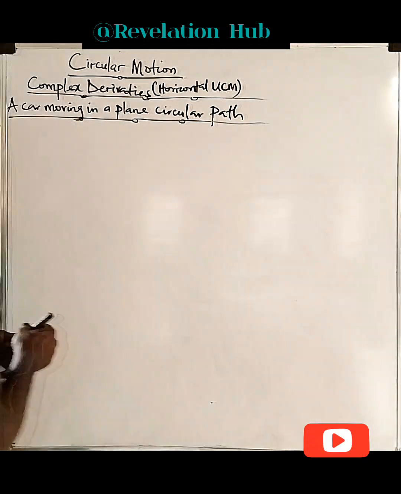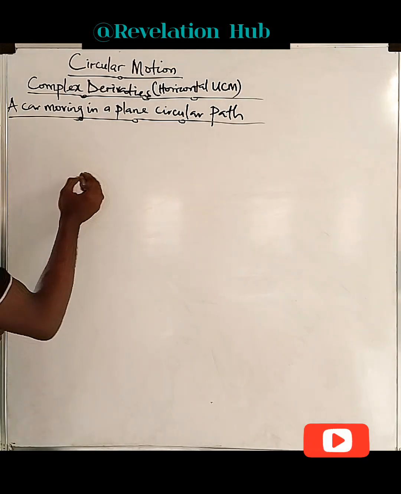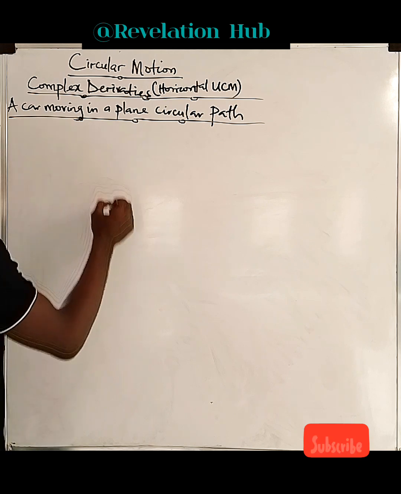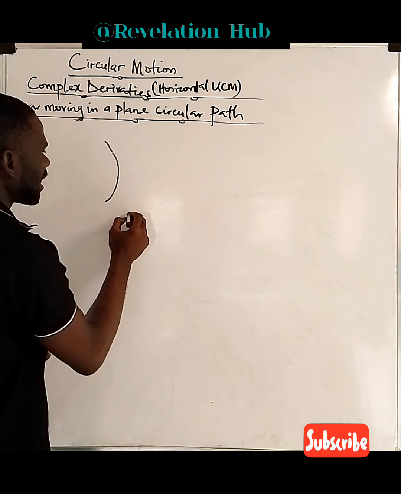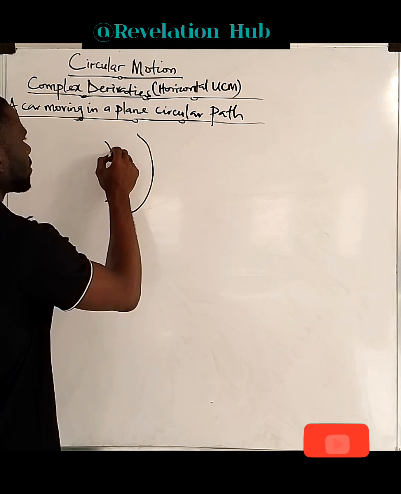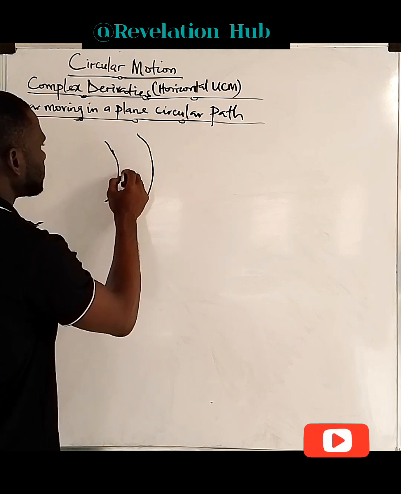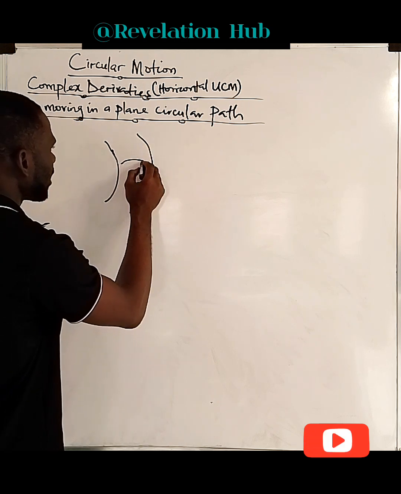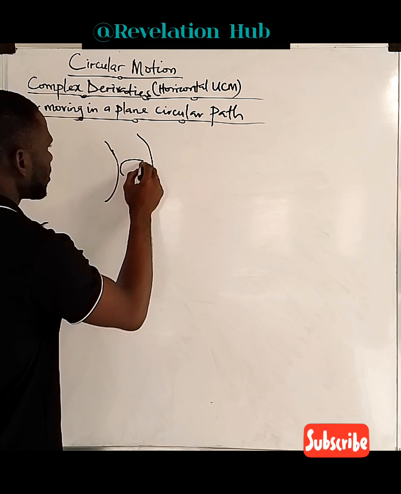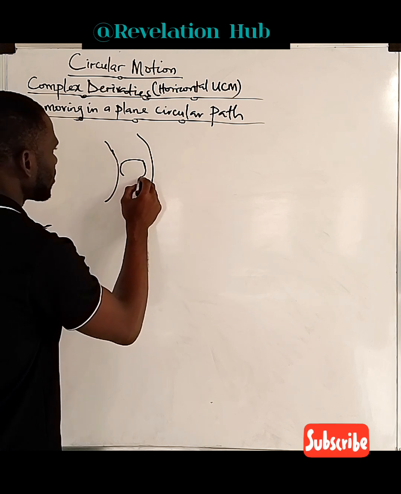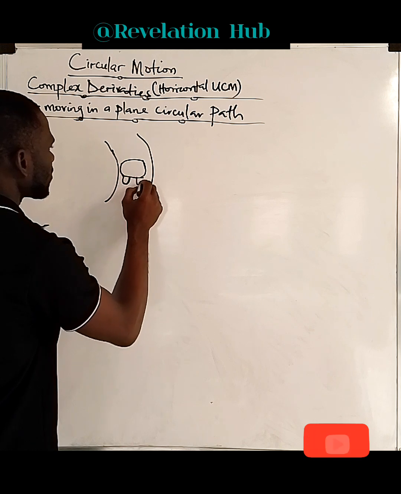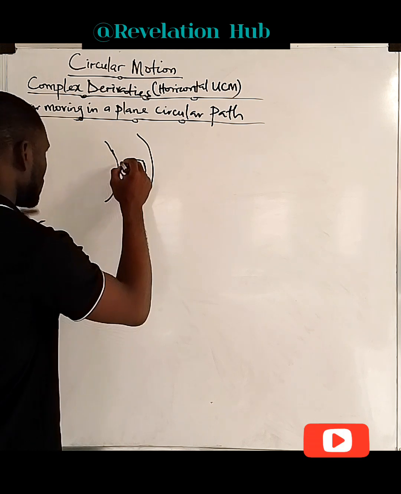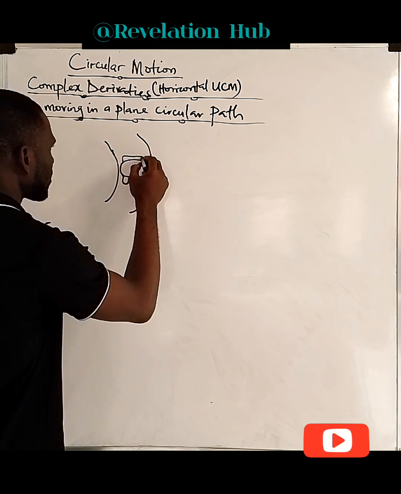So let's try to have a pictorial understanding of what we're talking about. So let's say this is, I'll try my best, I'm not very good at drawing by heart. It's a circular path here. So let's say we have a car like this, moving in this circular path, just like this.